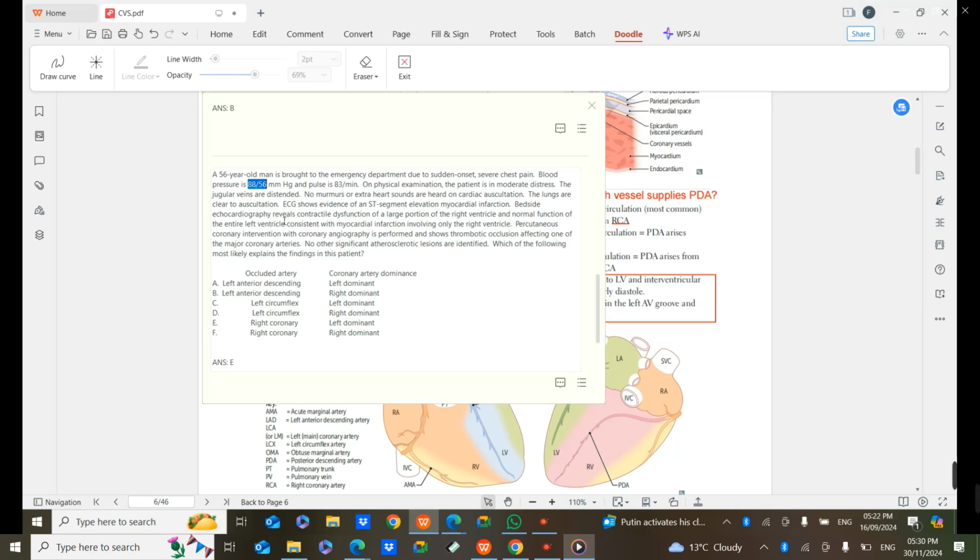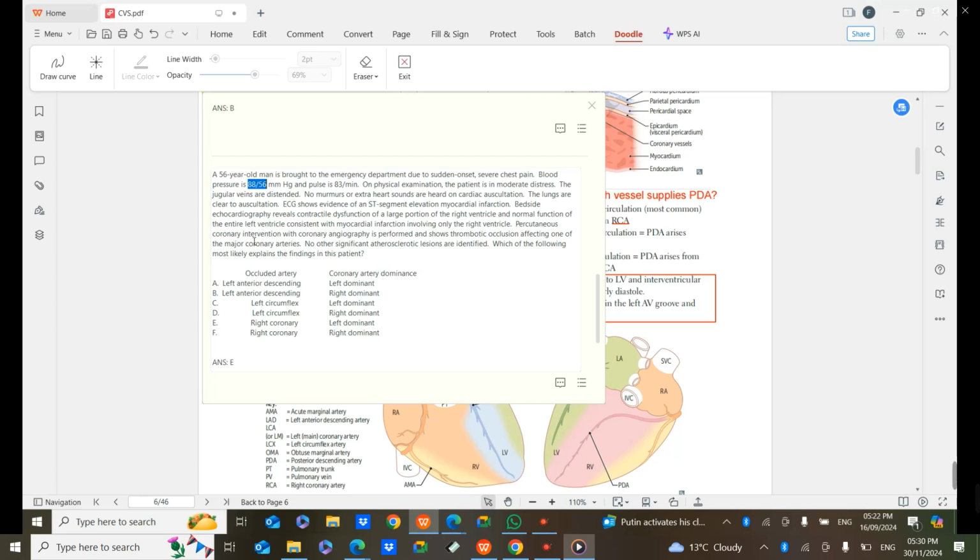The next thing is bedside echo revealed contractile dysfunction. So the heart is no longer contracting. Definitely something is wrong with the blood supply to the muscle of the heart. Of a large portion of the right ventricle and normal function of the entire left ventricle, consistent with MI involving only the right ventricle. They now do percutaneous coronary intervention.